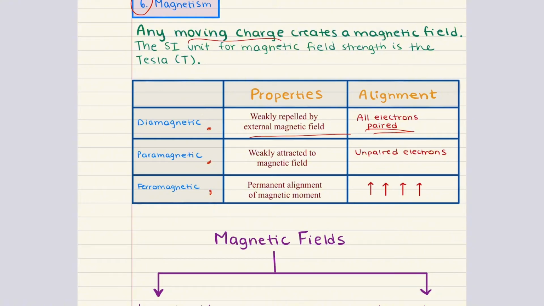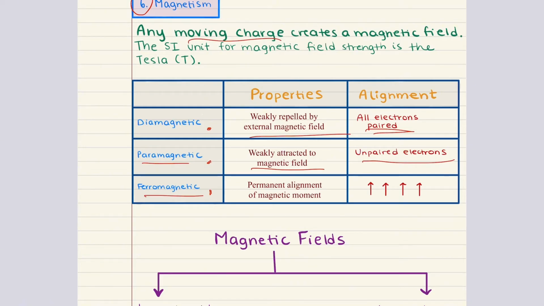Then we have paramagnetic materials. These are weakly attracted to an external magnetic field. These materials contain unpaired electrons, which means they have permanent magnetic moments. However, because the magnetic moments are randomly oriented in the absence of a magnetic field, the materials do not exhibit strong magnetism. When an external magnetic field is applied, the magnetic moments align slightly in the direction of the field, and that causes the materials to be weakly attracted.